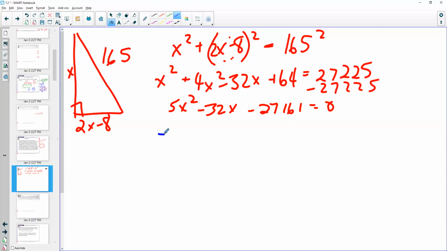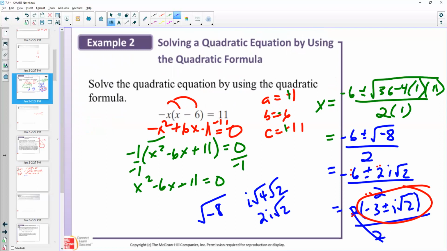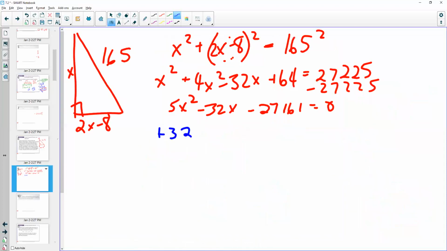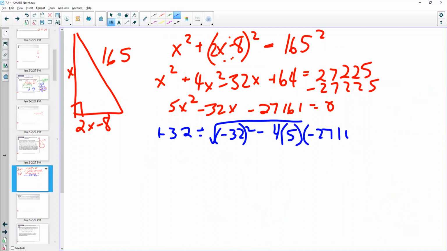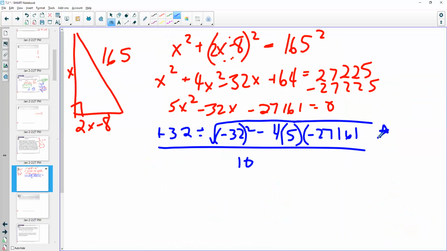All right, and A, B, and C, so negative 32, negative B, so positive 32. Oh, I did that earlier, didn't I? I did that up here. Sorry, I'm going to flip sides. Negative B should have been a positive 6. So the answer should have been a positive 3. You probably saw that, and I didn't. So negative B, so the opposite sign, plus or minus the square root of negative 32 squared, minus 4 times 5 times that big old negative 27,161, all divided by 10, 2a. All right, you can figure this out at this point. This is just calculator work.